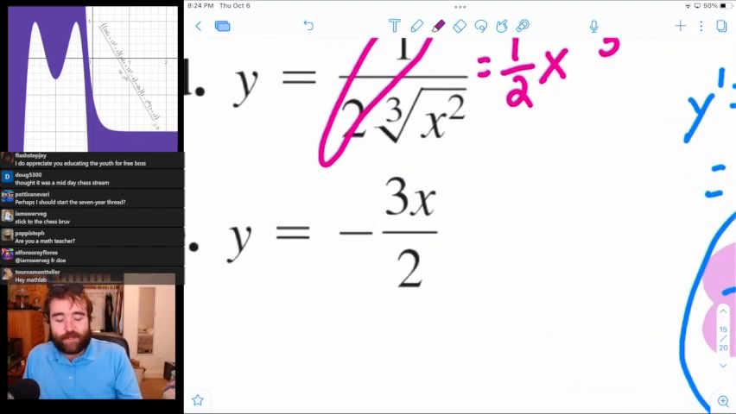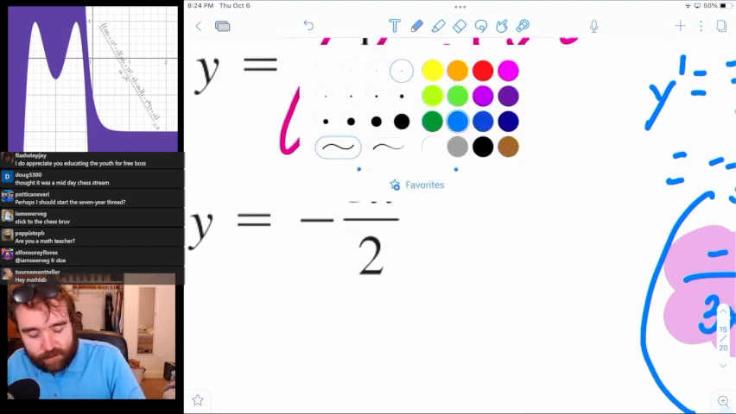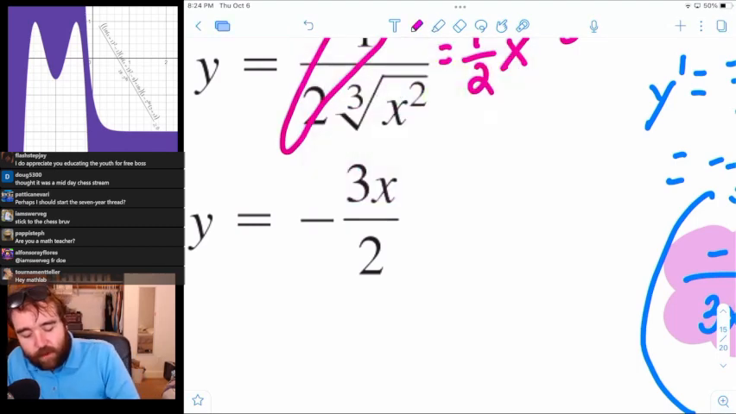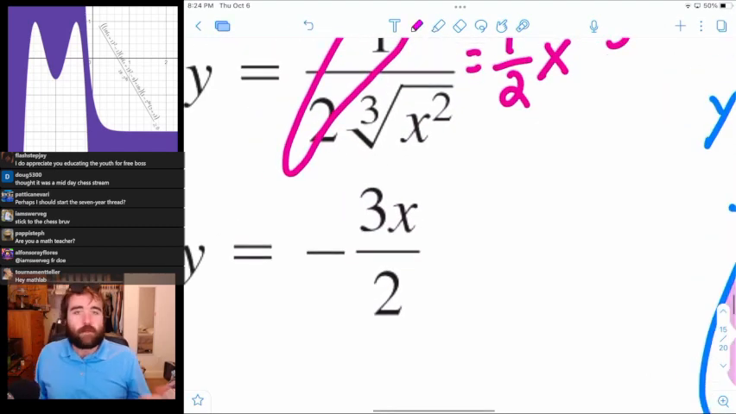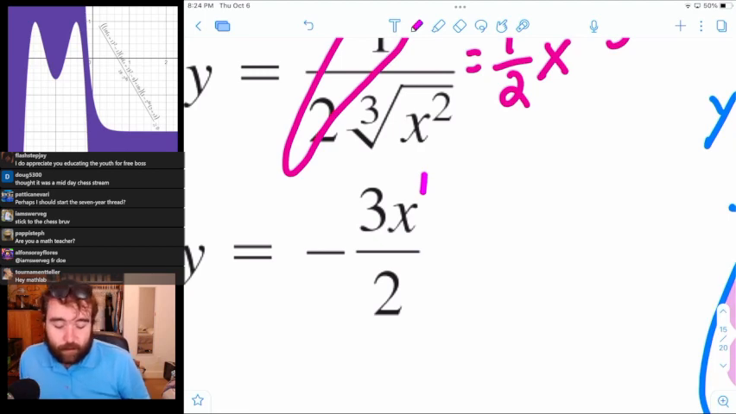All right, and then this last one's actually the easiest one. Surprised I saved it for last. Because what is this here? This is just the power rule still, right? Because this is x to the first. And it seems a little weirder, but it works exactly the same way.